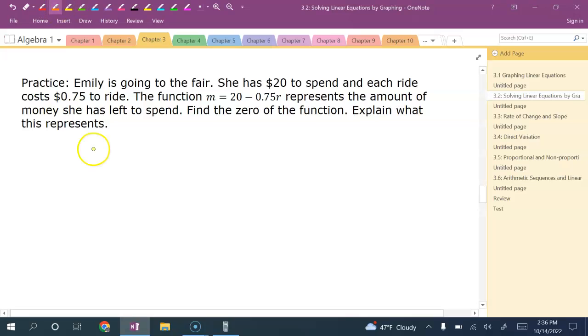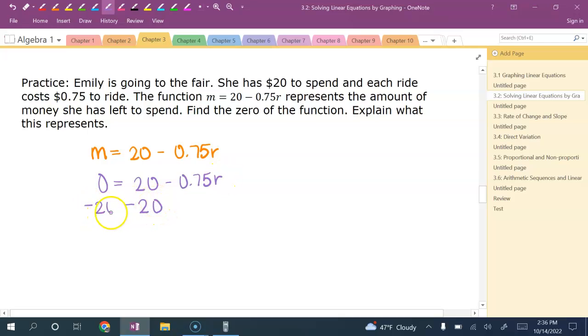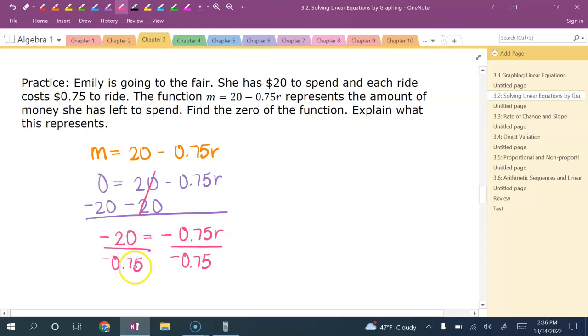So again, I would have grabbed that equation that they gave you, m equals 20 minus 0.75r. Replace the m with a 0. I subtract 20. So I have negative 20 equals negative 0.75r. Then I divide both sides by negative 0.75. And that got me 26.6 repeating for r. So my 0 would be that 26.6 repeating.